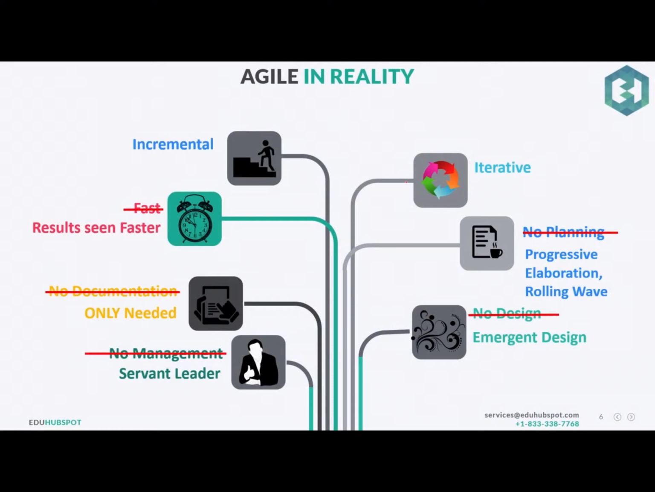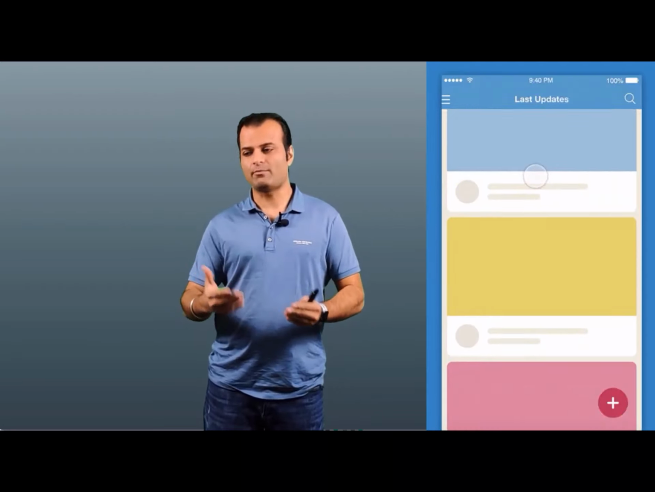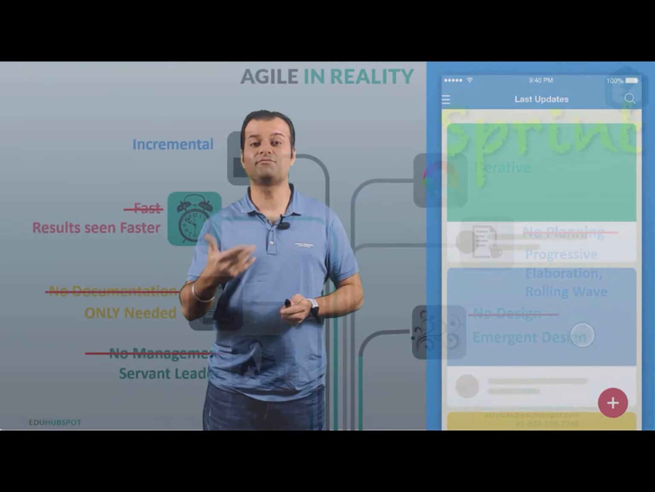Initially, I told you it is fast, of course, but results seem faster. What I mean by that is, after every iteration or after every sprint, I will tell you what a sprint is in some time, the customer may be able to see a prototype or the features faster.